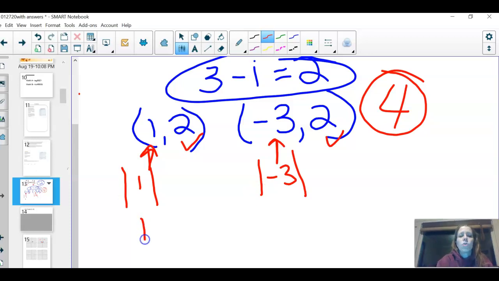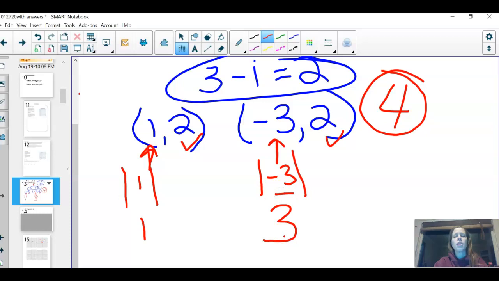This is 1, because the distance from 0 is 1. This one changes to 3. So that means it would take me 1 space to get to 0. And from negative 3, it's 3 more spaces.